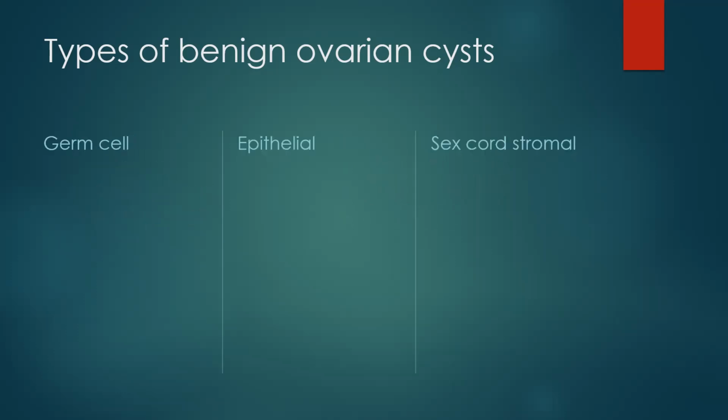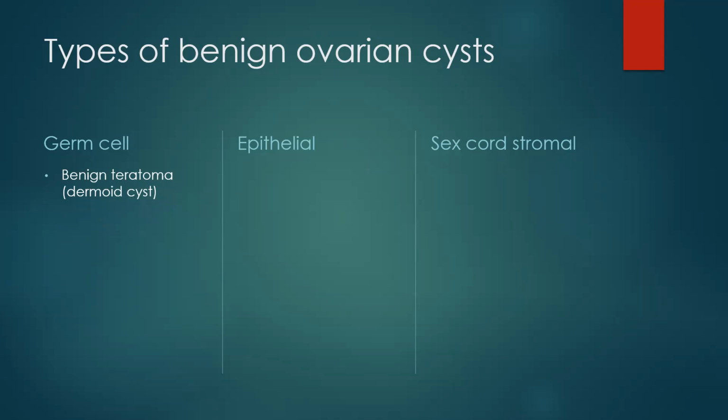Then comes the other cysts, which I have divided according to ovarian structures: germ cell, epithelial, and sex cord stromal tumor. In the germ cells, there is benign teratoma, the dermoid cyst. As we know, from germ cells eggs are produced, and from eggs all the layers, ectoderm, mesoderm, and endoderm, are produced.